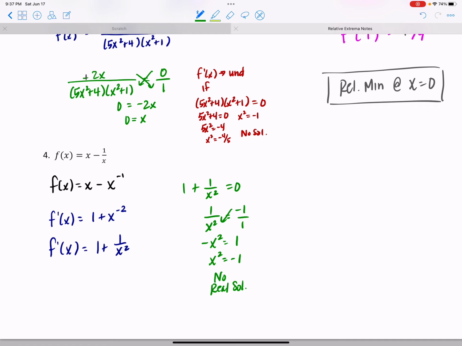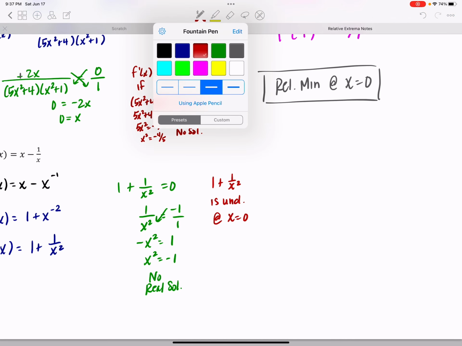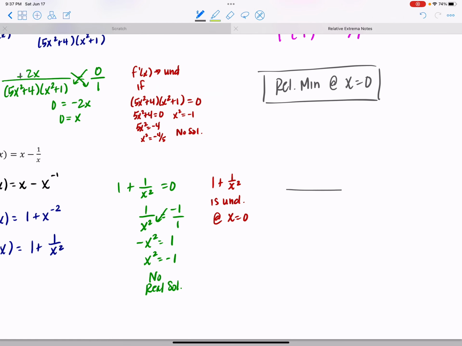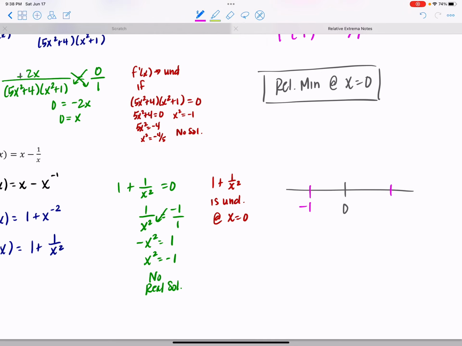The derivative cannot be equal to 0. But we can make the derivative undefined here. So 1 plus 1 over x squared is undefined at x equals 0, because if I put a 0 in there, I get a 0 on the bottom of that fraction. That's no good. So 0 happens to be our critical number, once again. So let's go 0, and then again I'm going to go with my old reliables, -1 and +1. Find f prime of -1, find f prime of +1, and see what happens.